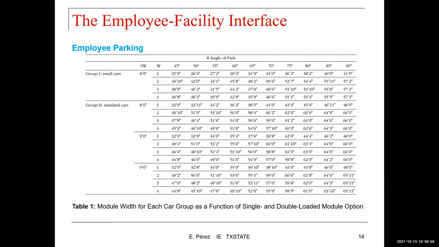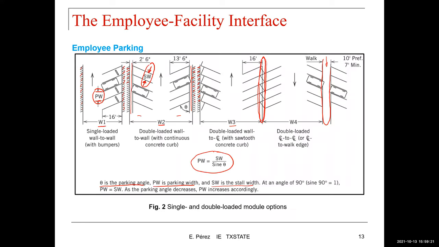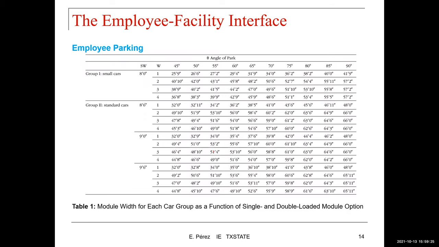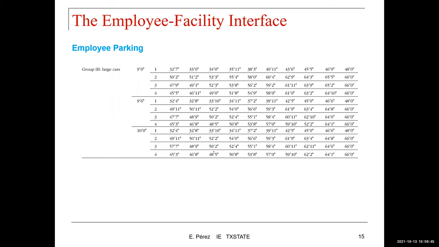So here's some of the guidelines. This is the module width for each car group as a function of a single and double loaded module. So here we have the stall width, right? So SW. We have the module number. So W, remember W1, W2, W3, W4. So per module, W1, W2, W3, W4. And here we have the angle of the park. So 45 degrees up to 90 degrees. And then depending on the type of car, you have the group of small cars, standard cars, and large cars here on slide 15.